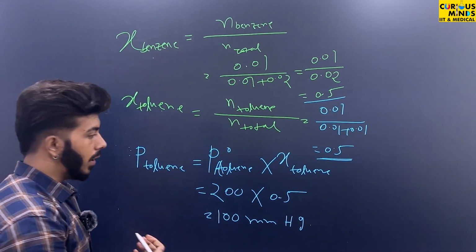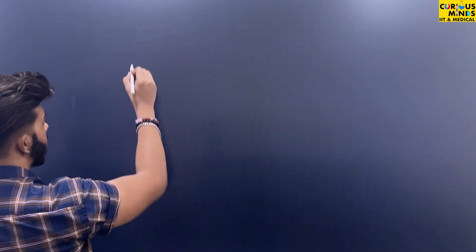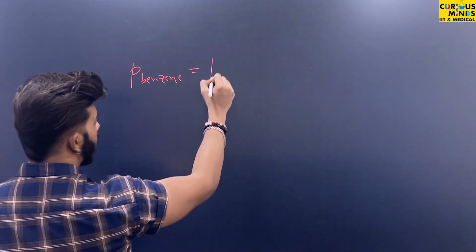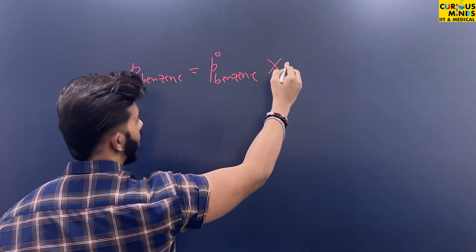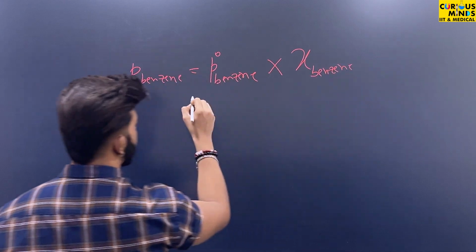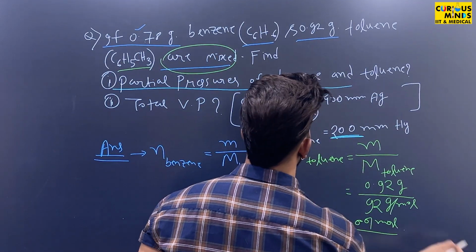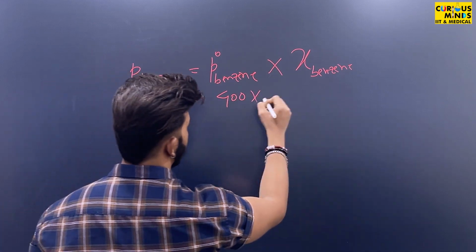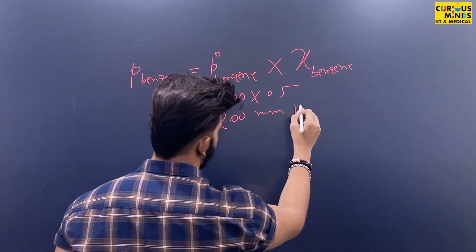Now in the same way we can find out partial vapor pressure of benzene. So partial vapor pressure of benzene, that is P of benzene, ये कितना होगा, ये हो जाएगा P naught of benzene, that is pure vapor pressure of benzene into X, that is mole fraction of benzene, right? So पहले ये देख लेते हैं इसका वैल्यू कितना था. Okay, so इसका वैल्यू था 400 mmHg, 400 mmHg into 0.5. तो ये हो जाएगा 200 mmHg.